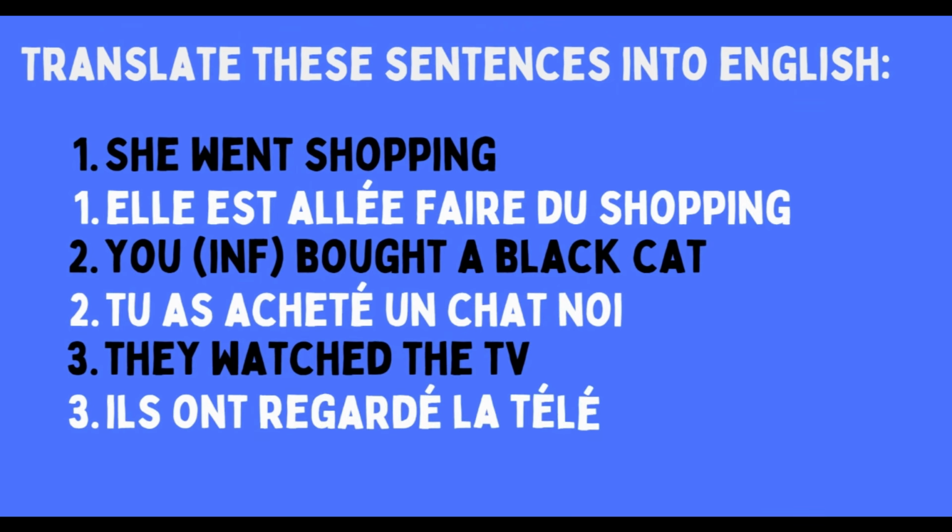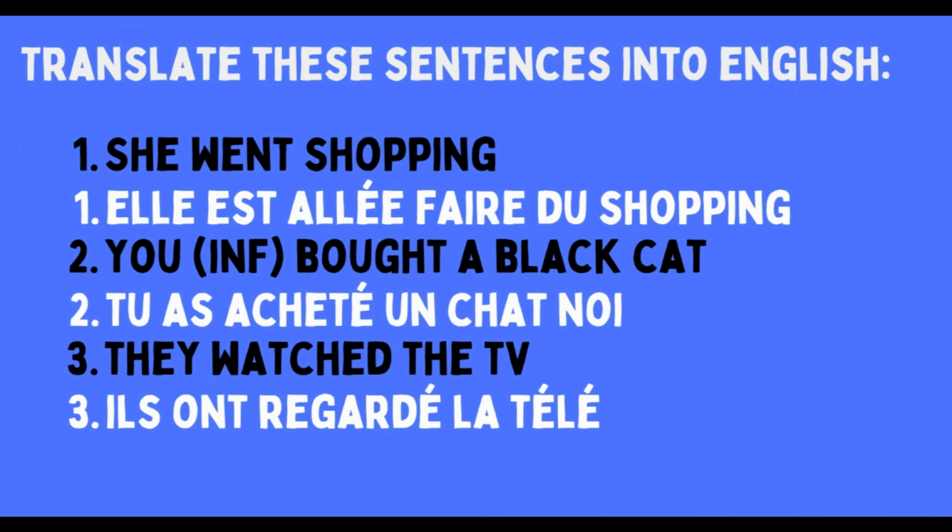Here are the answers. She went shopping. Elle est allée faire du shopping. So she had been shopping. So the first case is when we use the être as the auxiliary. So that's why you see the est. That's the être conjugated for elle in the present tense. And then the allée is just the past participle.